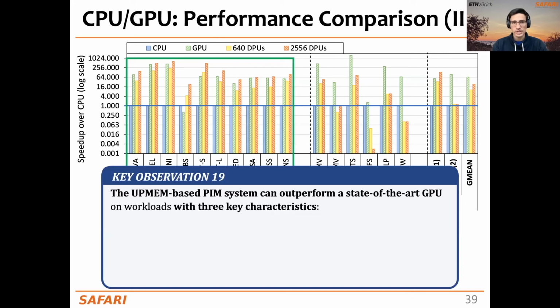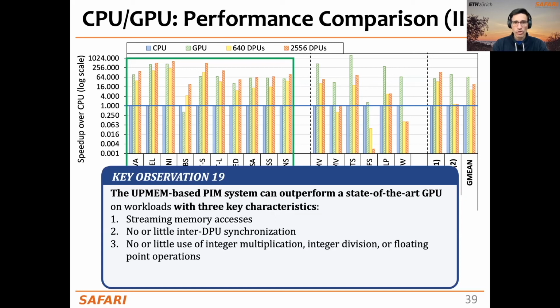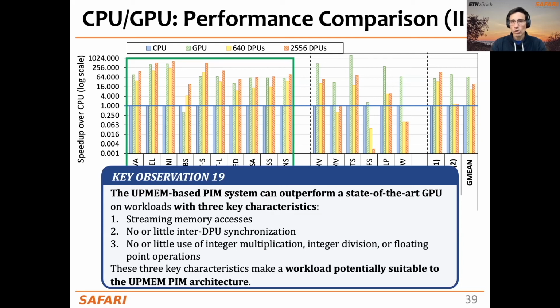And these 3 characteristics are: first, streaming memory access patterns; second, no or little inter-DPU synchronization; and third, no or little use of integer multiplication, integer division, or floating point operations. Remember that these complex operations are not natively supported by the UPMEM ISA. So they are emulated, and that causes a significant reduction of the compute throughput. So workloads with these 3 key characteristics are potentially suitable to the UPMEM PIM architecture.